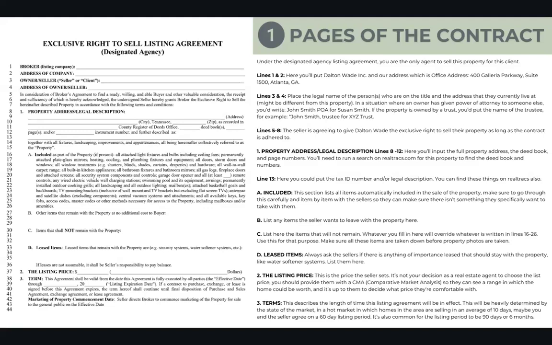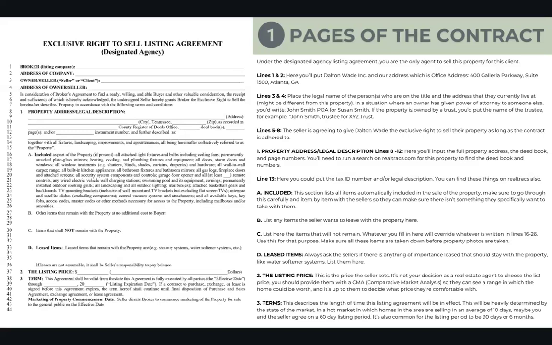And C, here the items are going to be listed that will not remain with the property. So whatever you fill in here is going to override whatever is written in line 16 to 26. So just a good note here, use this section for that purpose. Make sure all of the items are taken down before the property photos are taken, any of these items, very important. D is going to cover any leased items. So you always want to ask the seller if there's anything of importance leased that should stay with the property, like water softeners, and just list them here.